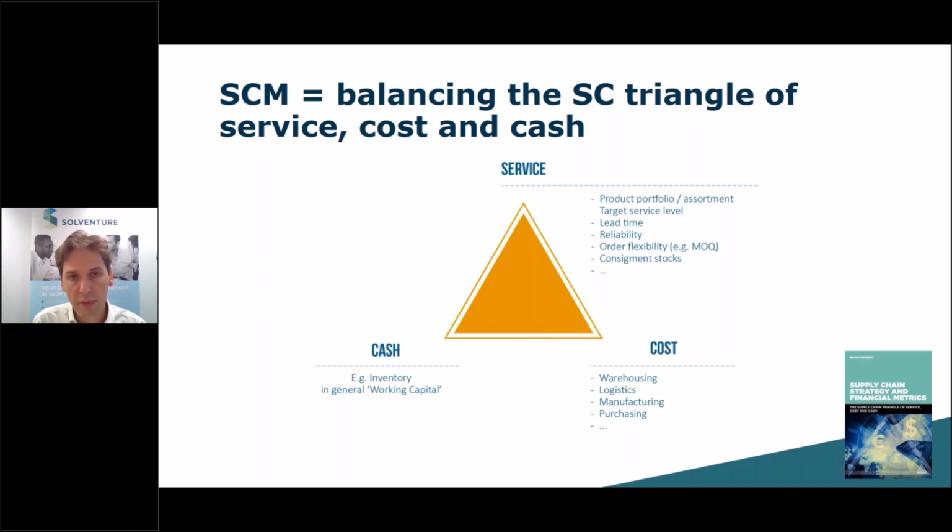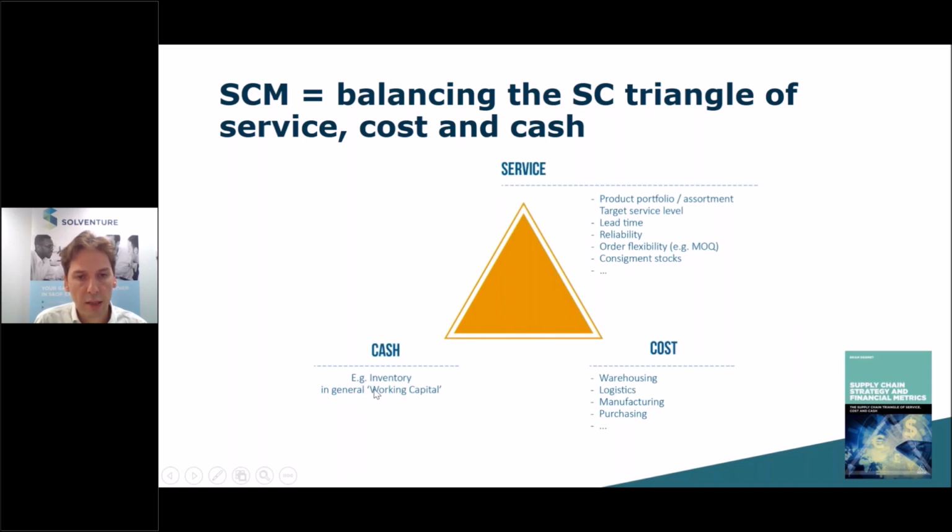And we believe two things. One is that for us, supply chain management is about balancing this triangle of service, cost, and cash. And two, we also believe that a lot of companies heavily struggle with balancing this supply chain triangle. Before we dig into the struggle, let's clarify each of the corners. On the one hand, cost typically speaks for itself. So warehousing, logistics, manufacturing, purchasing, any type of operational costs.